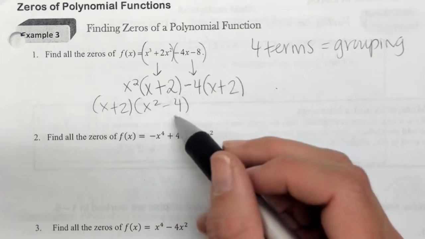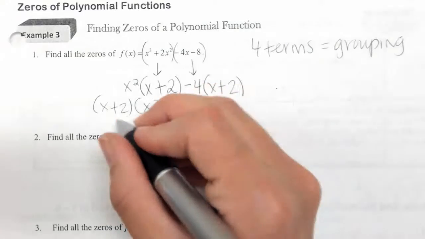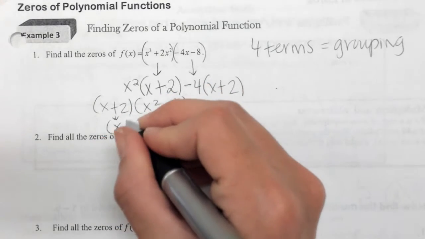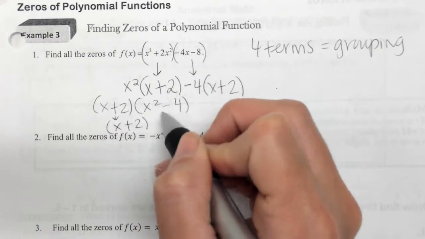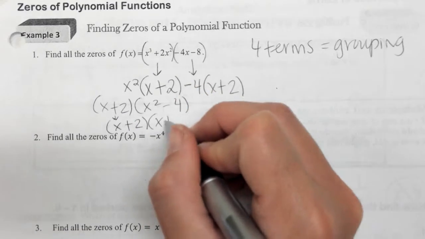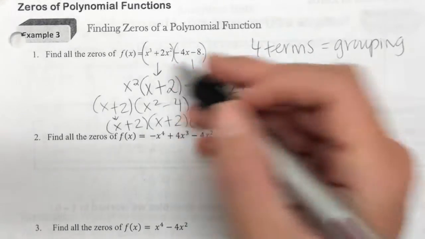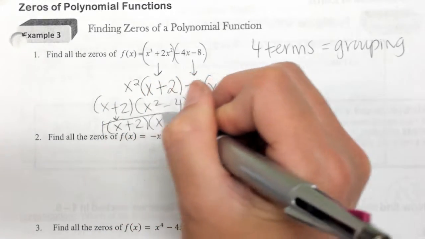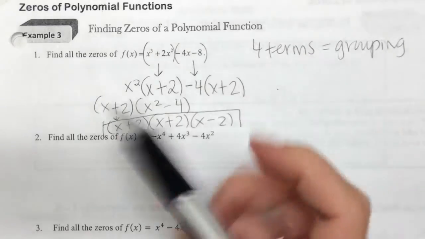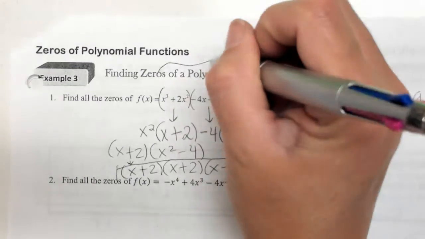Now you would think this would be fully factored, but you see here that you can factor this by using what? I'm going to bring this down. Difference of squares. So this can factor into x plus 2 and x minus 2. So now it's fully factored. But we have to find the zeros. Zeros are the same thing as your x-intercepts.